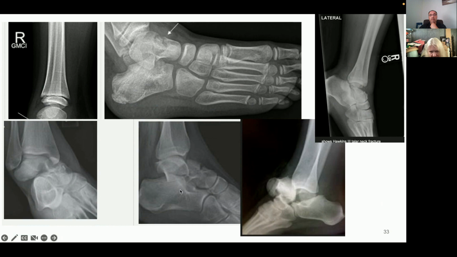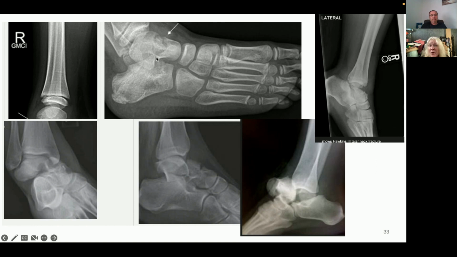Here is a type 3. So we've got a fracture through the talar neck. There it is. We've got subtalar joint disruption and we've got tibiotalar disruption as well. And you can see the talar dome is actually kind of spun round where it is.